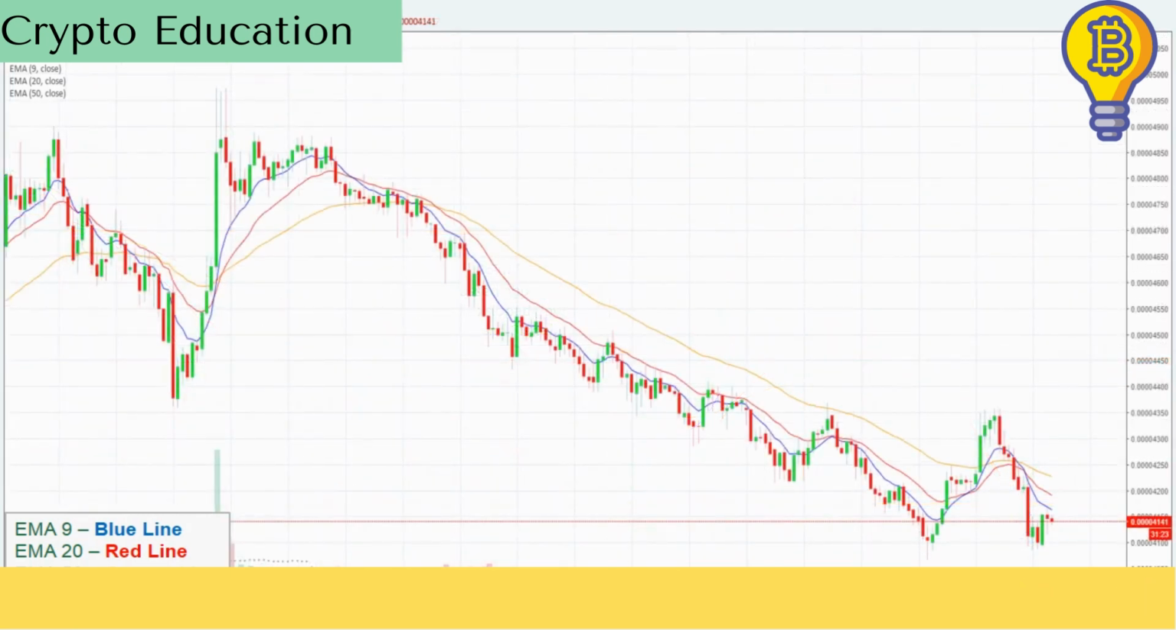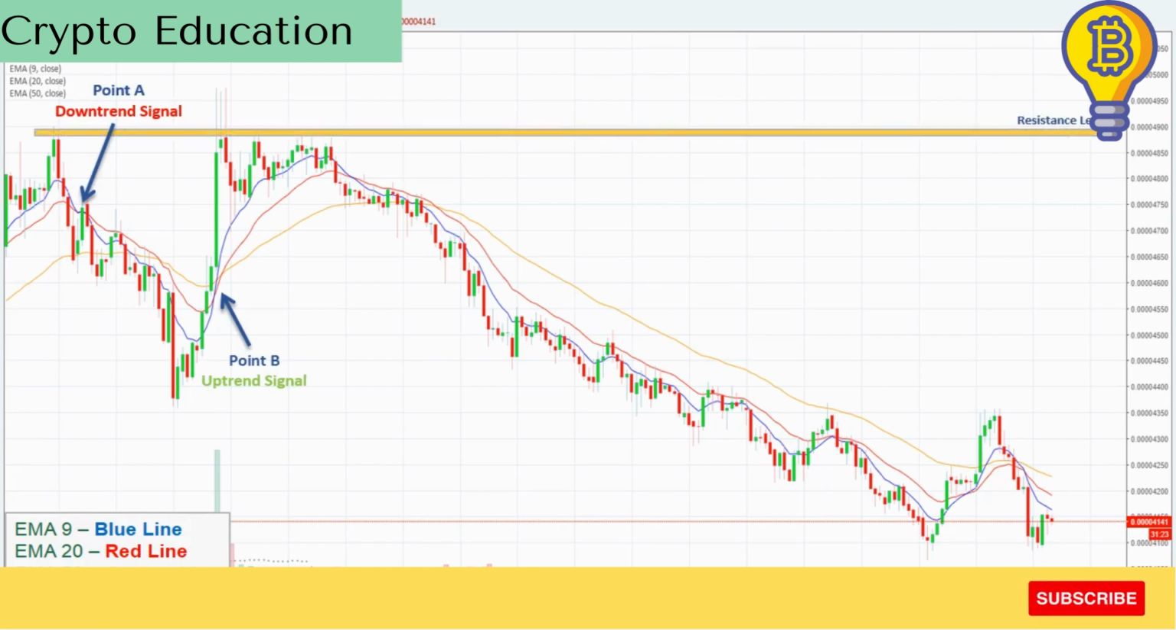Okay, let's have a look at another example. Now, let's analyze this chart quickly. Looking at point A, we had a downtrend signal here. The trend reversed when the blue line crossed above the red line at point B. We had a resistance level here at around 4,900 Satoshi.